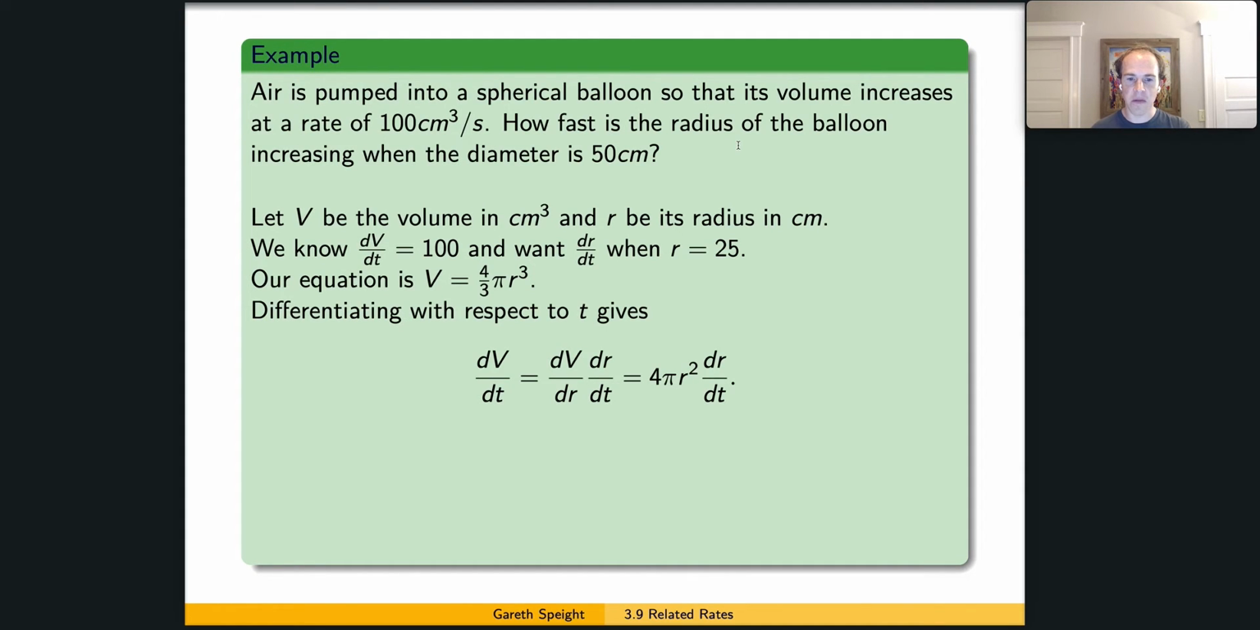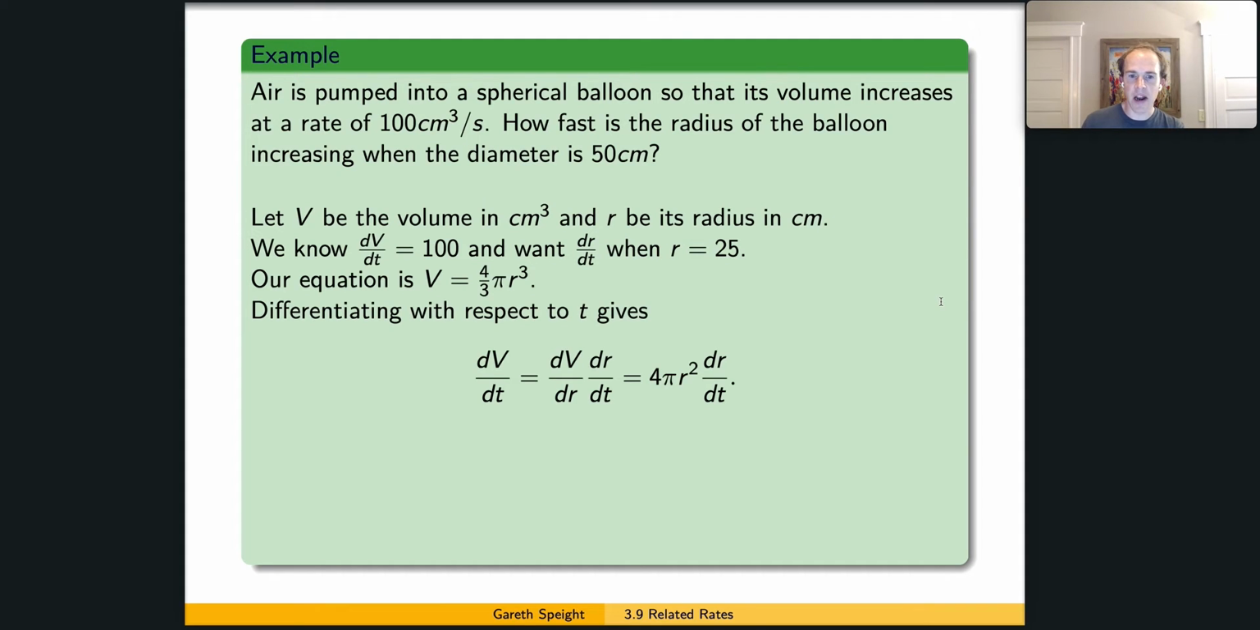Okay, so if we differentiate with respect to time, both sides, we get dV/dt on the left. And then on the right, we have to differentiate with respect to t. And it's just as we did before, right, with implicit differentiation. If we differentiate r cubed with respect to t, we're going to get 3r squared dr/dt. So we cancel with the 3 on the bottom. We get 4 pi r squared dr/dt.